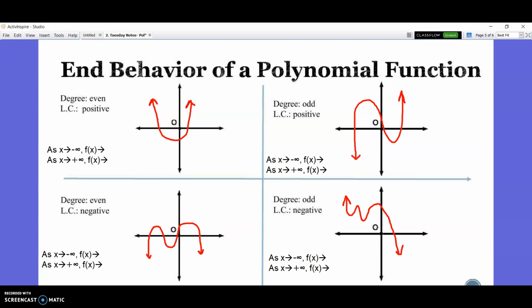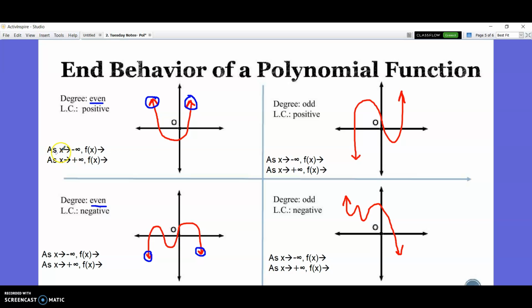Okay, so here from our graph, look at the ends of our even function. So both of these are even. If you look at the ends of my graph, where the arrows are, both of these are pointing up. If you look at the even negative, both of the arrows are facing down.